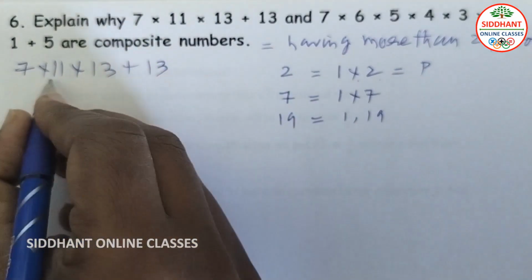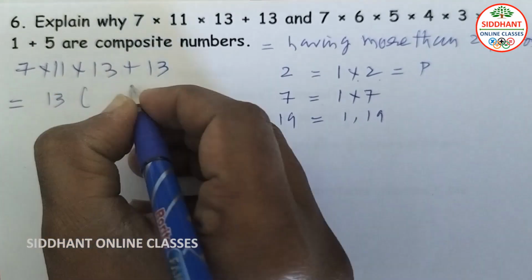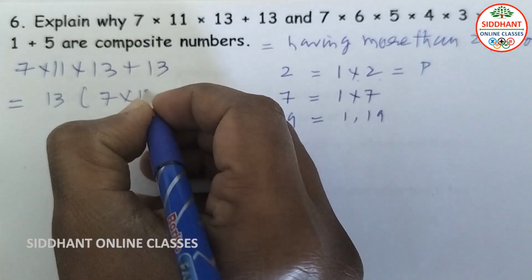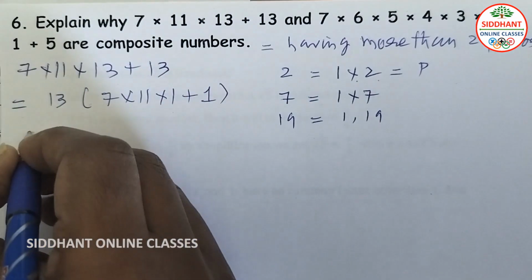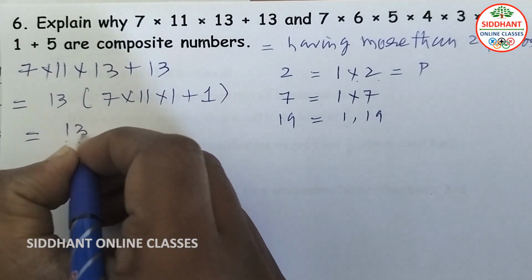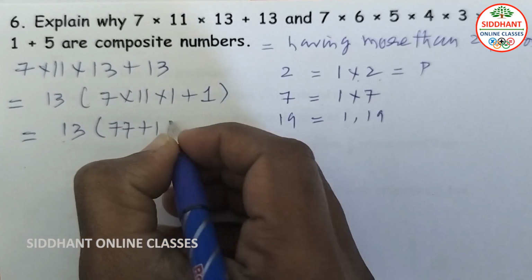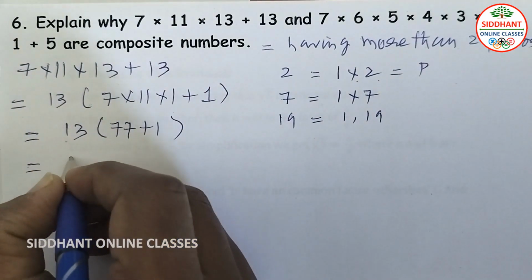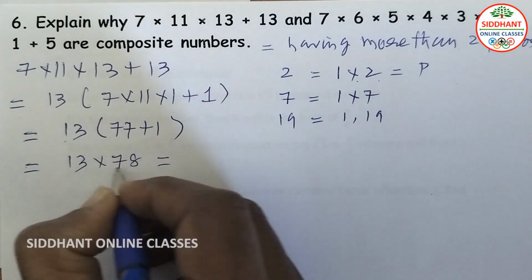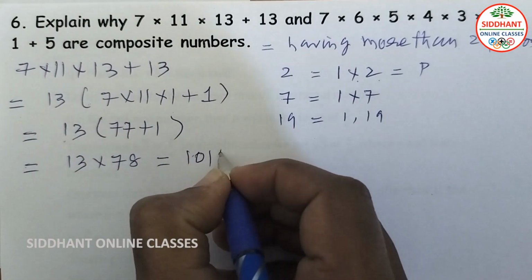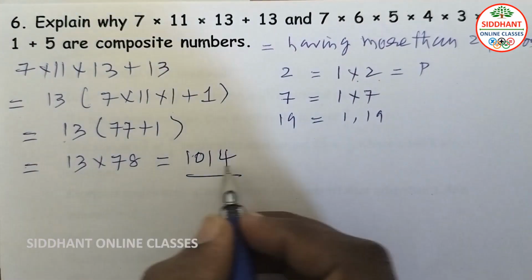So here, simplifying, that means taking the 13 common, we get 13 into 7 into 11 plus 1. After that, 13 into 77 plus 1, so that will be 13 into 78. So when you multiply this, we get 1014 here.